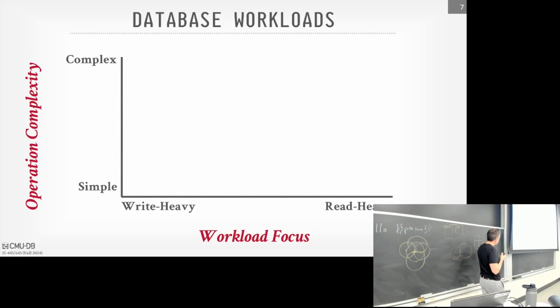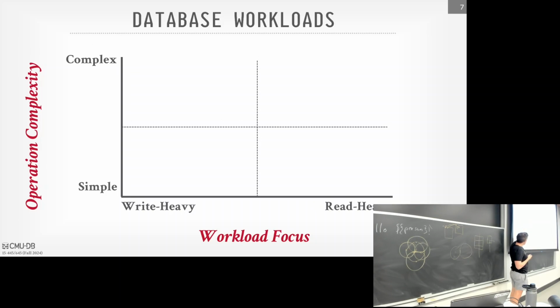So if you think about the workloads on these two axes, first the x-axis is whether it's write heavy versus read heavy, and then whether the queries or operations are going to be simple or complex. You can think of a quad chart like this where OLTP is down in this corner. We're not always going to be doing write-heavy workloads, but more write-heavy than OLAP. So we do many more inserts, updates, and deletes. But the queries we're going to be executing are going to be simple.